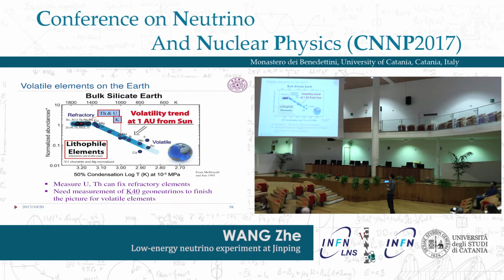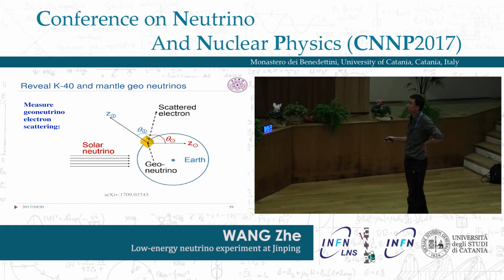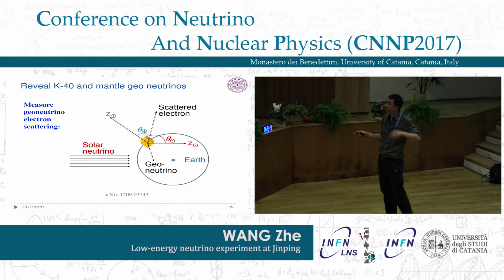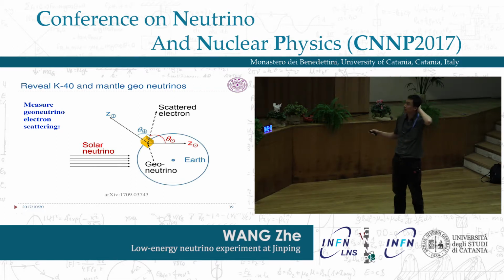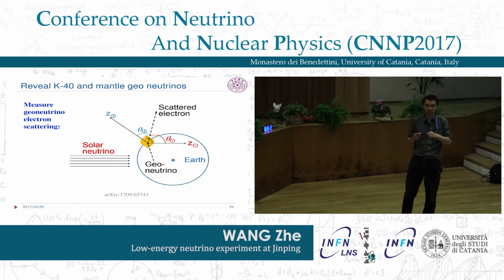We have measured uranium and thorium geo-neutrinos. They can fix the refractory elements. However, we still need a measurement of the potassium-40 geo-neutrino to finish this picture for the volatile elements. So how can we do this? One thought is to measure the geo-neutrinos with electron scattering, because we know it's very hard to extract the direction information from the inverse beta decay process.